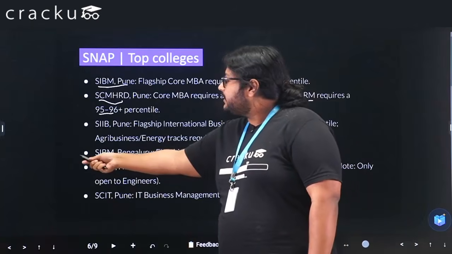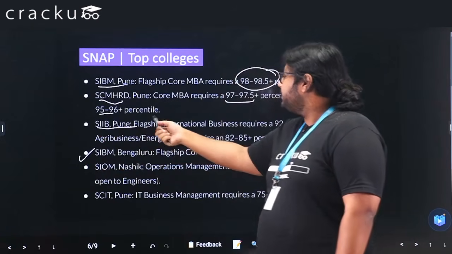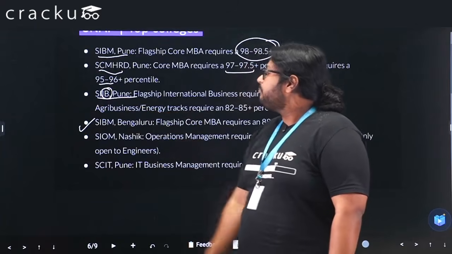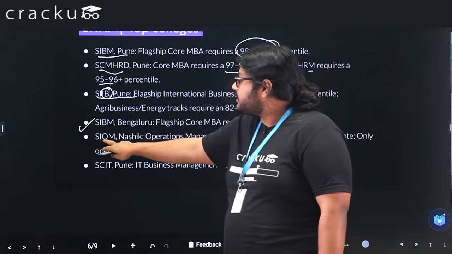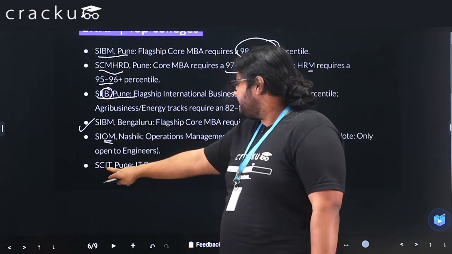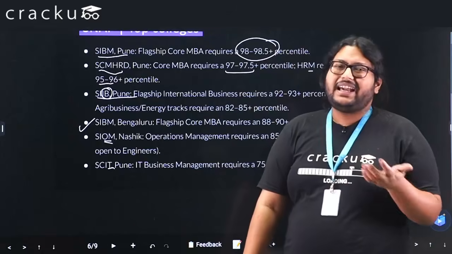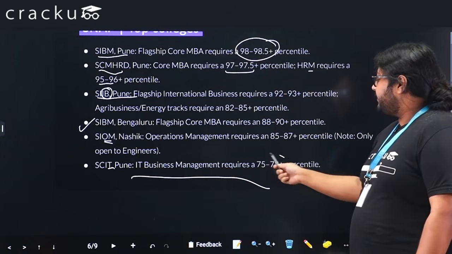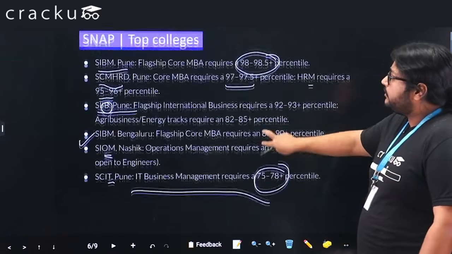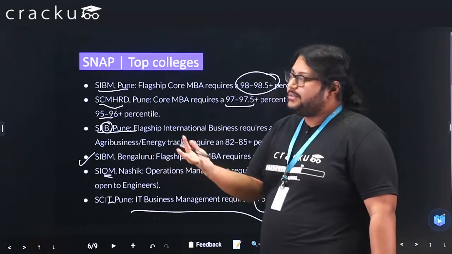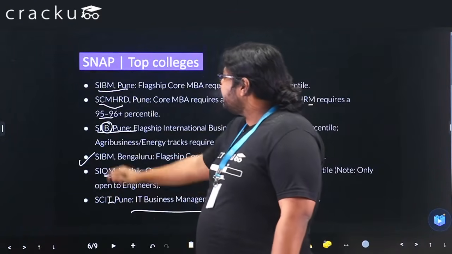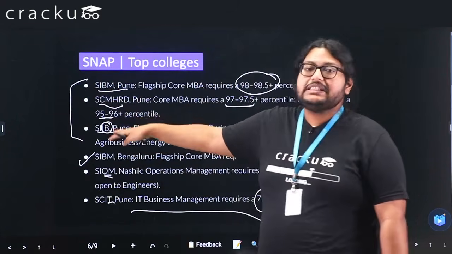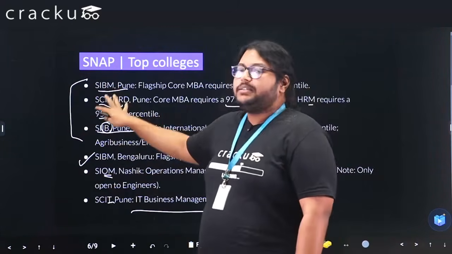We have SIBM Bengaluru. We have SIIB Pune, which is international business. We have SIOM, which is for operations, and we have SCIT, which is an MBA in IT business management. So this requires around a 75 to 78%. Obviously, all the people who are appearing for SNAP, these are the target colleges that they target, right? SIBM Pune, which is the best in the lot, and SCMHRD.